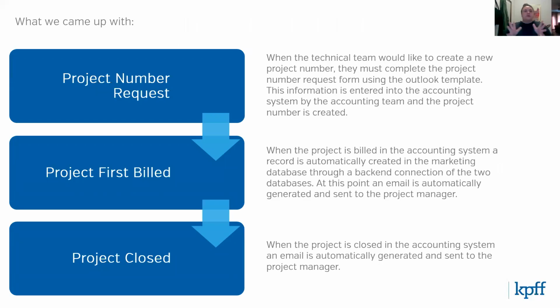So in regard to our overall process, this is what it looks like. So we have 3 touch points with our technical team. Those are the project number request, the project first build, and the project closed. So the project number request form, you guys saw that when I had it up a couple slides ago. That is actually an Outlook template, and the technical team is able to access it on our intranet.